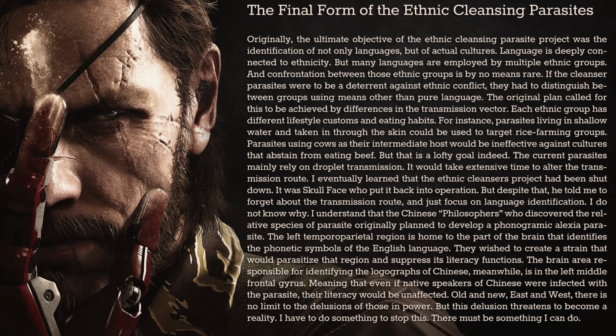I understand that the Chinese philosophers who discovered the relative species of Parasite originally planned to develop a phonogrammic Alexia parasite. The left temporal parietal region is home to the part of the brain that identifies the phonetic symbols of the English language. They wished to create a strain that would parasitize that region and suppress its literacy functions. The brain area responsible for identifying the logographs of Chinese, meanwhile, is in the left middle frontal gyrus, meaning that even if native speakers of Chinese were infected with the parasite, the literacy would be unaffected.